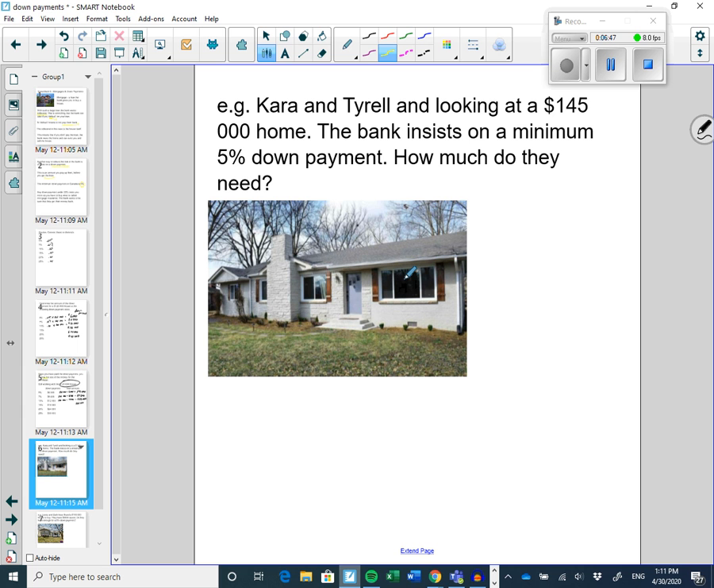And if you want, you can go look up online. If you go to real estate sites in Dauphin, you can find out what homes are going for in Dauphin. I think you'll be surprised. 145,000 times 5%, 0.05. So it's 145,000 times 0.05, which is 7,250. That is the down payment.